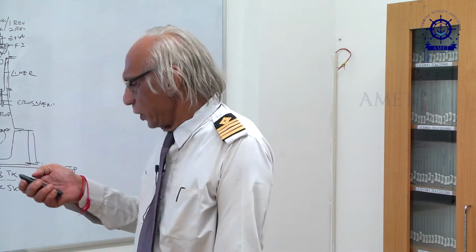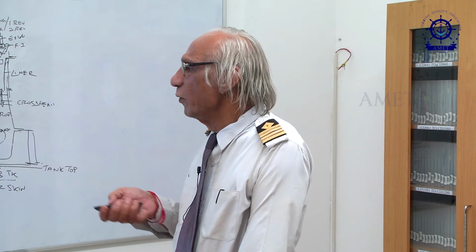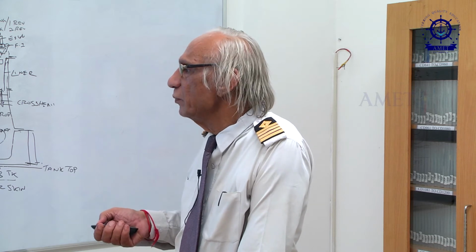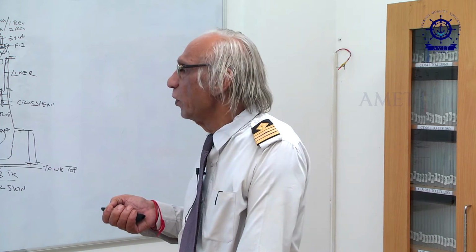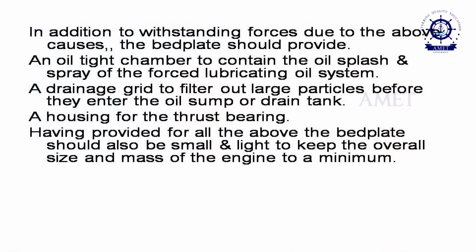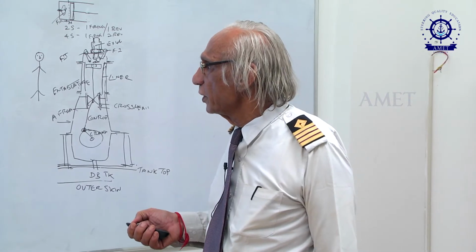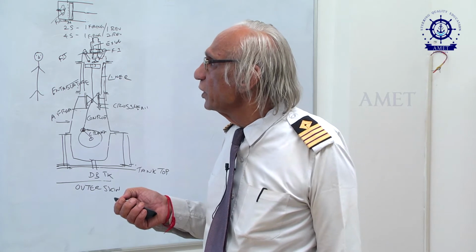Having provided all the above, the bed plate should also be small and light to keep the overall size and mass of the engine to a minimum. After providing all the rigidity and flexibility, the bed plate should be designed in such a way that it is light enough and has very small mass, so that the mass moment of inertia will be much less. Bed plates consist of two longitudinal girders connected by transverse girders. The space between two transverse girders forms one unit for the cylinder. And the girders support the main bearing saddle.